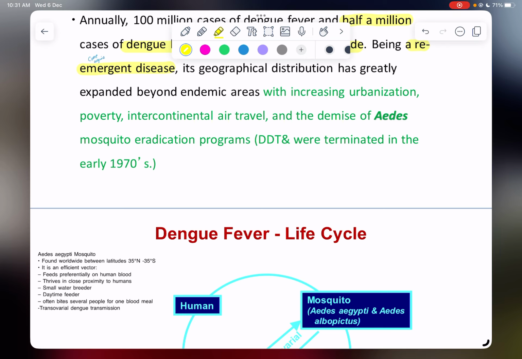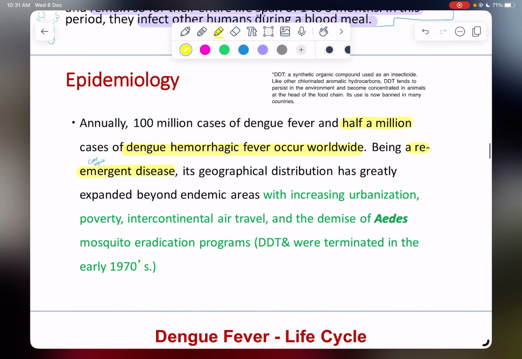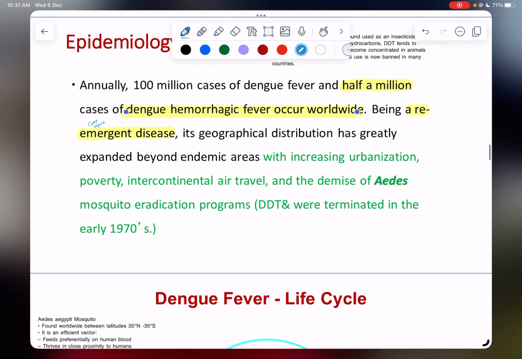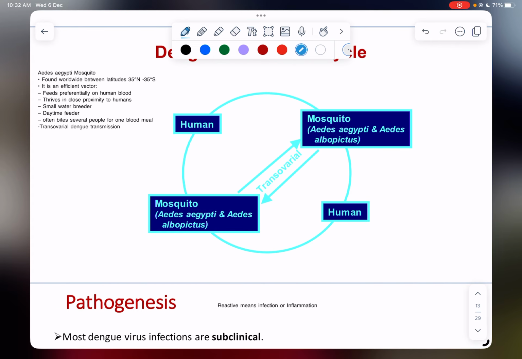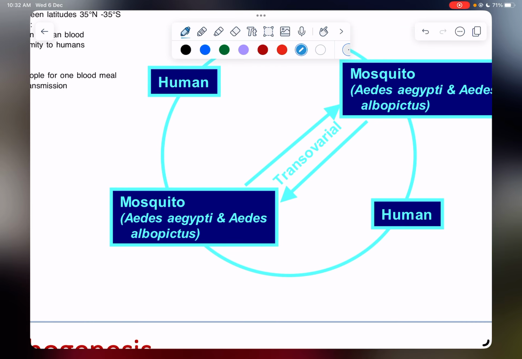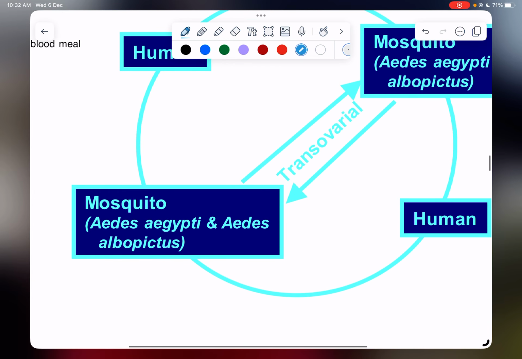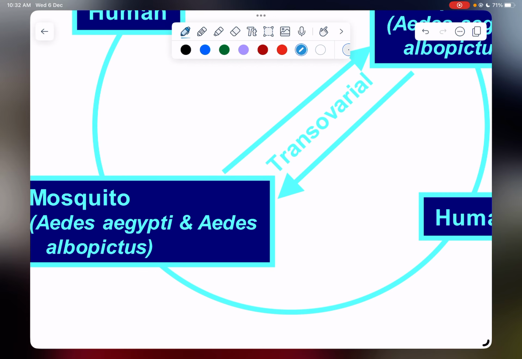Now this is the life cycle, human to human, dengue to dengue, right? So there is a transovarial connection also. Transovarian means that a female mosquito is infected, and she will remain infected throughout her life, once she gets infected. Whenever she lays eggs, she will pass the virus into the eggs, and from there to the next generation of mosquitoes.